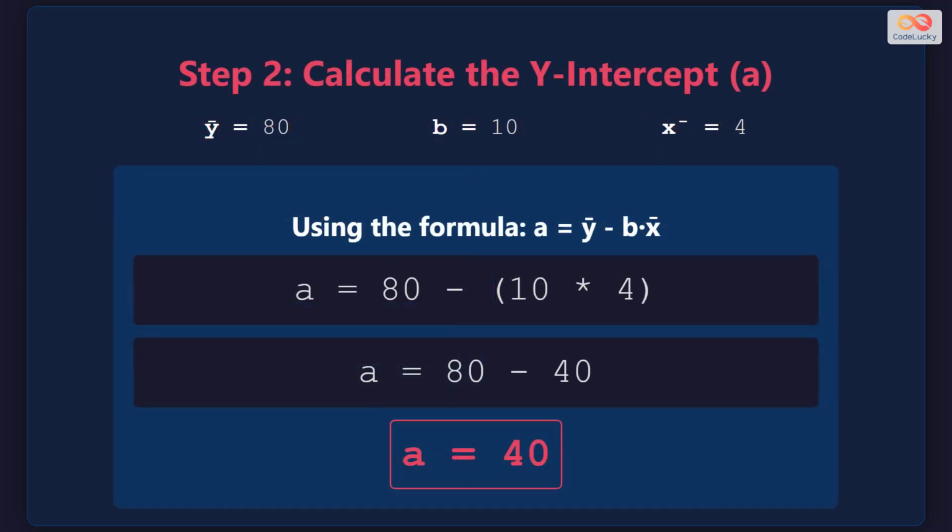Now we have all the pieces we need. We take our formula, A equals y bar minus b times x bar, and plug in our values. This becomes A equals 80 minus, in parentheses, 10 times 4. This simplifies to 80 minus 40, which gives us our final answer, A equals 40.